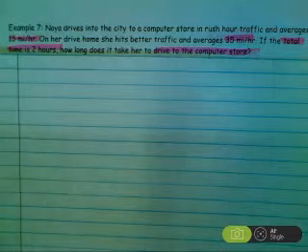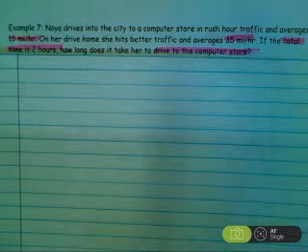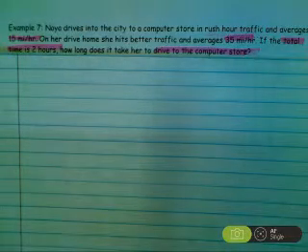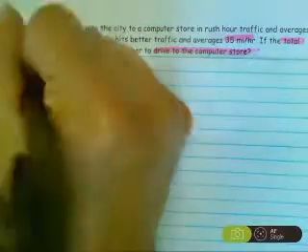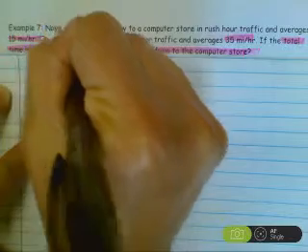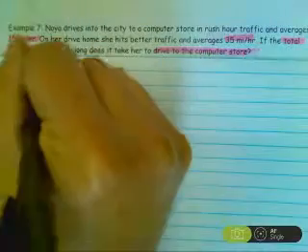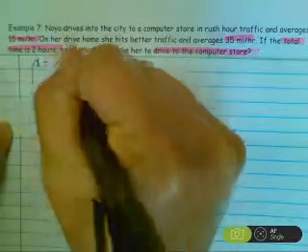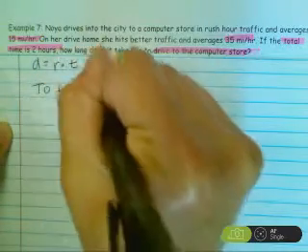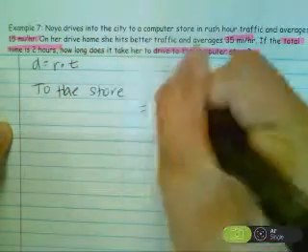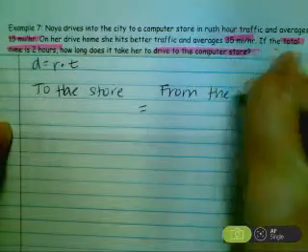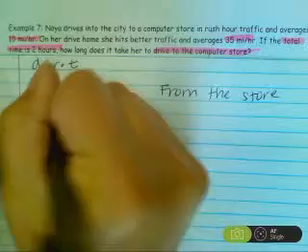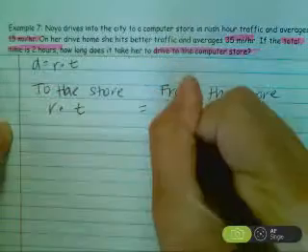Now I'm not given a distance here, but if she's driving to the computer store and then back home, as long as she doesn't make any other stops, her distances should be the same. So if I continue to use my distance equals rate times time formula, I'm going to write down my drive to the store. That should be equal to my distance from the store. And I'm going to have a rate and a time for both of them.